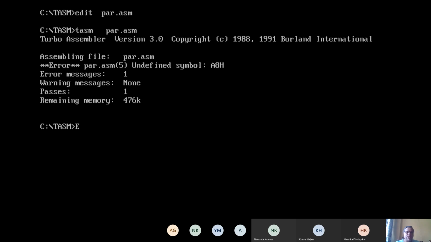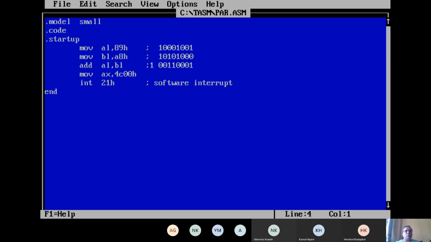Let us again go back to the editor. I will write edit. The name of the program is par.asm. Again we are back into the program. So you can see this is line number 1, 2, 3, 4 and 5.